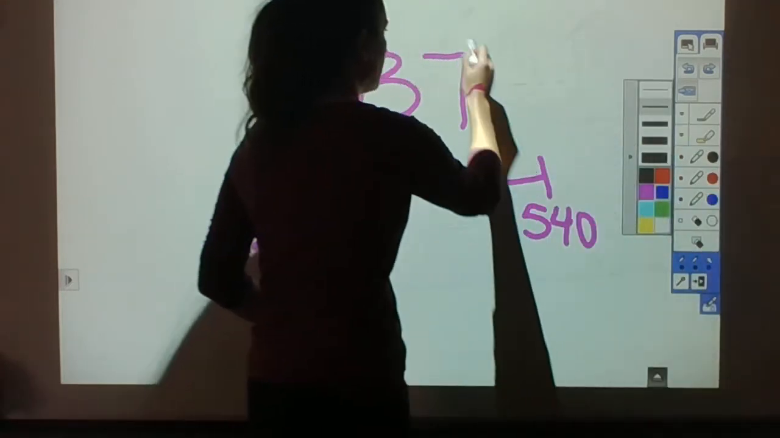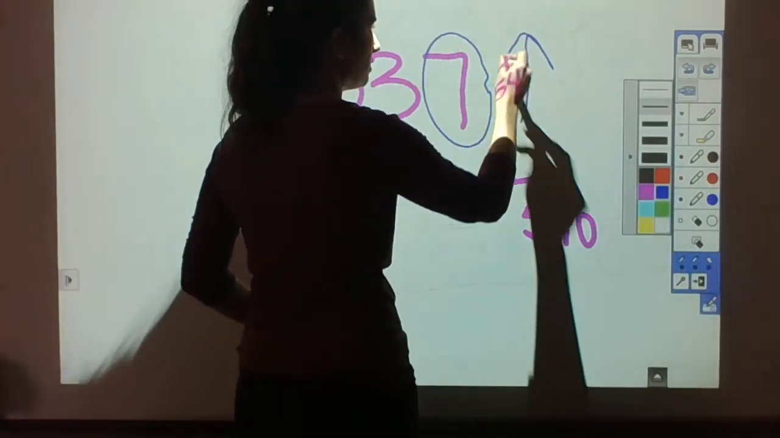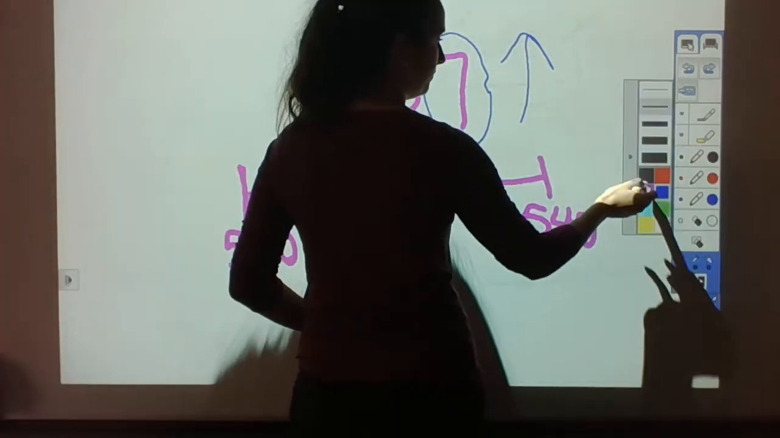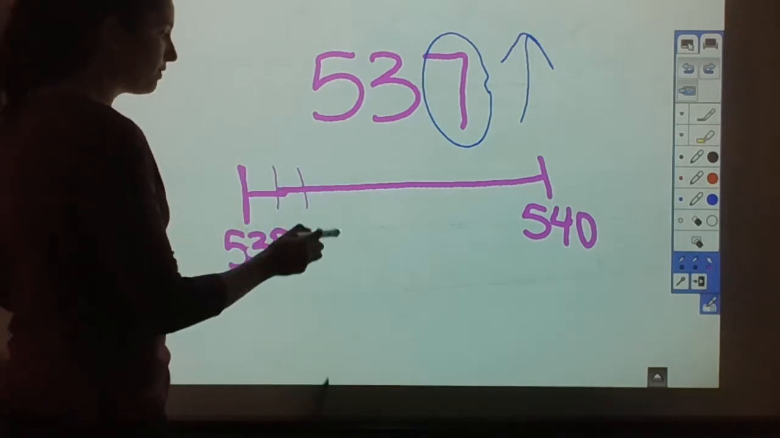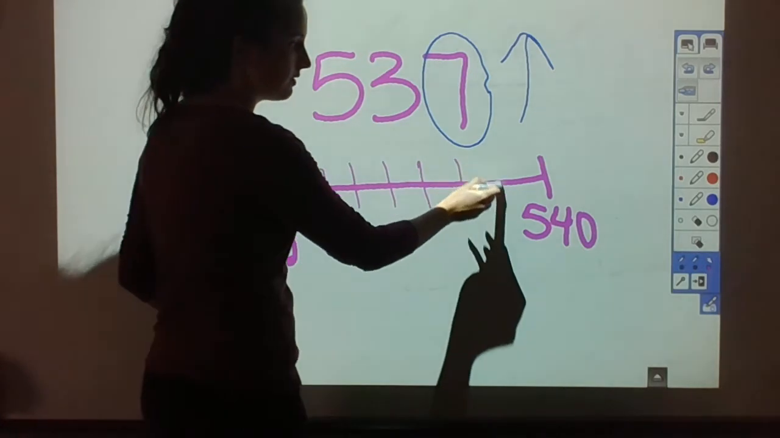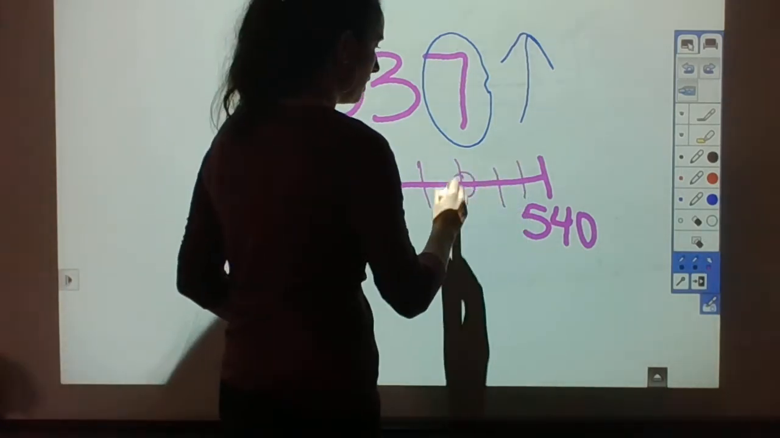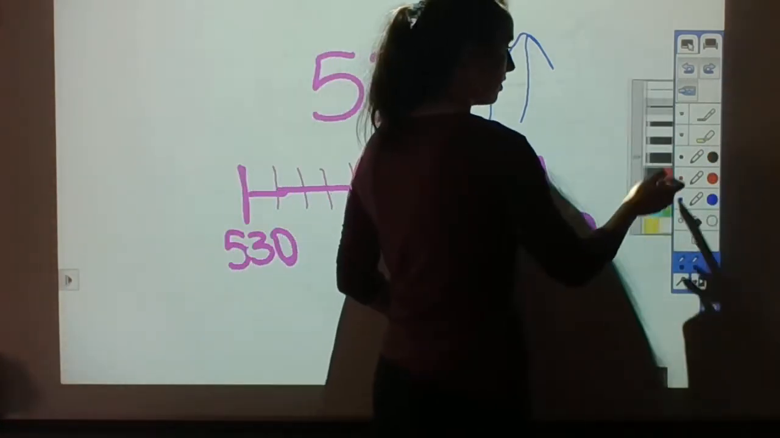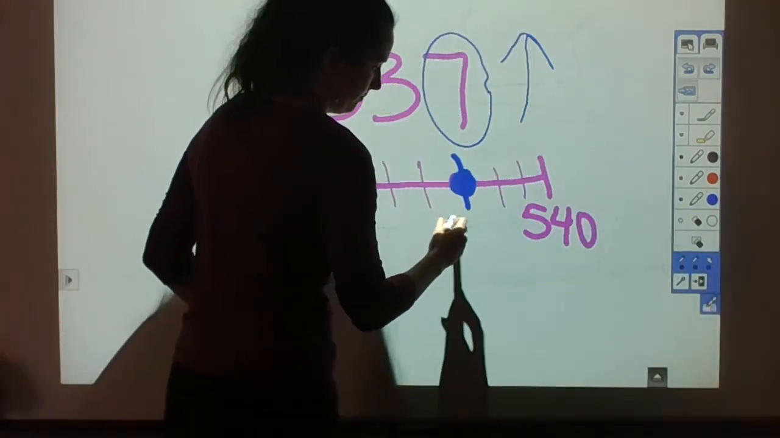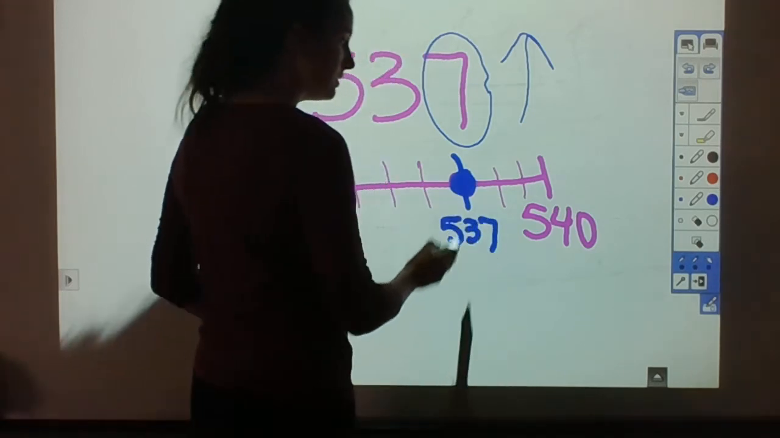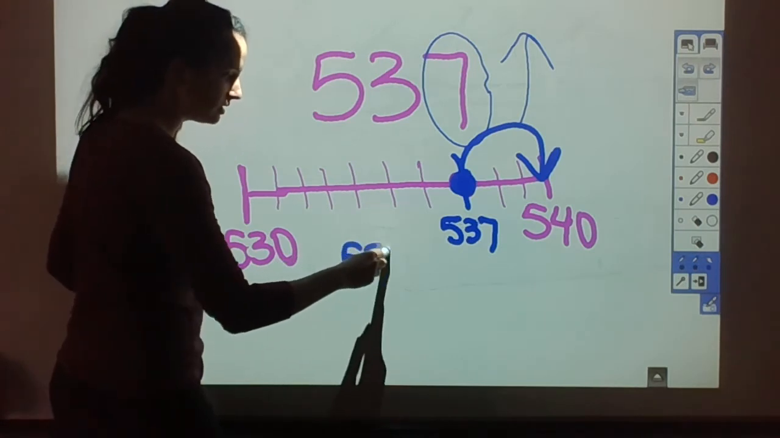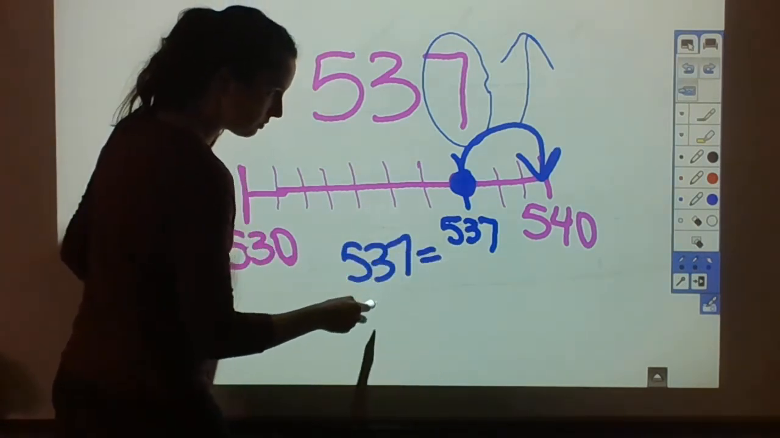Notice that 7 in the ones place, we know it's going to have us round up, but we need to show how on our number line. So I have 531, 532, 33, 34, 35, 36, 37, 38, 39. Here is 537 on our number line. And I know 7 is going to round up. So 537, when rounded to the nearest 10, is going to round up to 540.